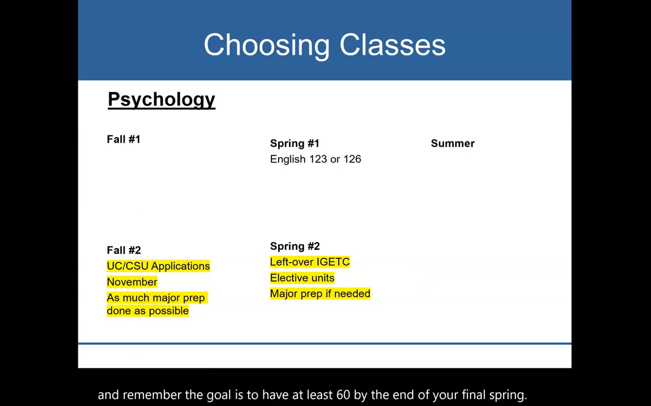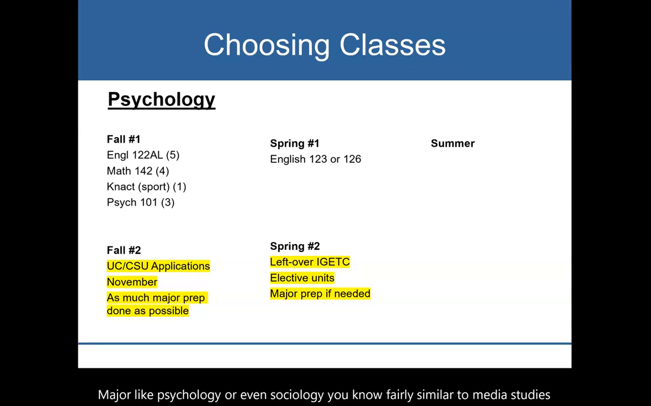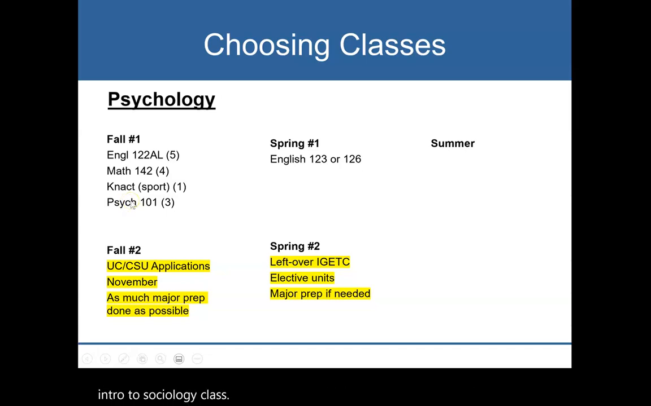Majors like psychology or even sociology, fairly similar to media studies or communications: English, statistics, maybe a sports class, maybe an introduction to psychology class. If you're a sociology major, I would say take everything that's basically here the same. Maybe just switch our Psychology 101 with our Sociology 120, which is our Intro to Sociology class. But same thing, not a lot of major prep depending on the universities you're going for. If you don't take these, you'll have a lot of time to catch up before the end of your final fall.